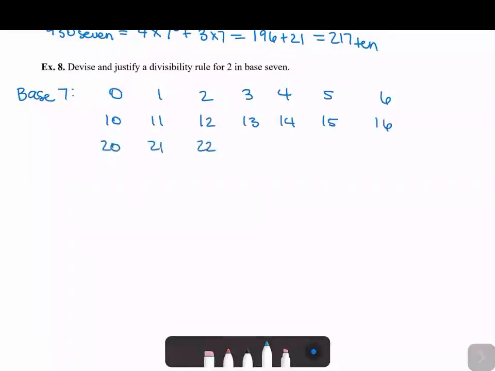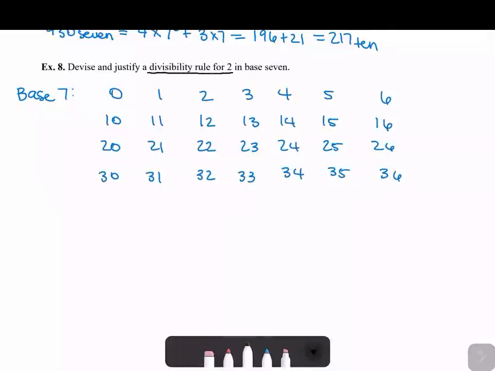with 2s, and then 3s, and that's as far as we'll go. Okay, so we want to think about which numbers are even. We're going to look at which numbers are divisible by 2.